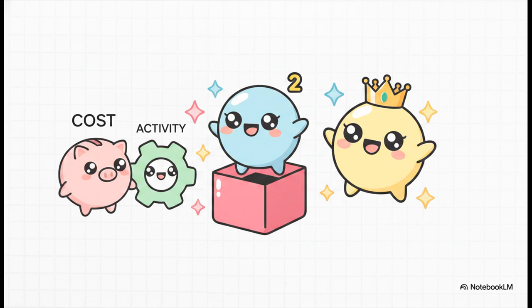Now, pay attention, because this is a heavy-hitting board exam trap. R squared tells you the exact percentage of the total variation in the dependent variable, the cost, that is directly explained by the independent variable, your activity.